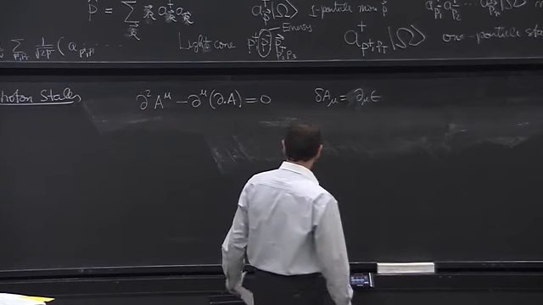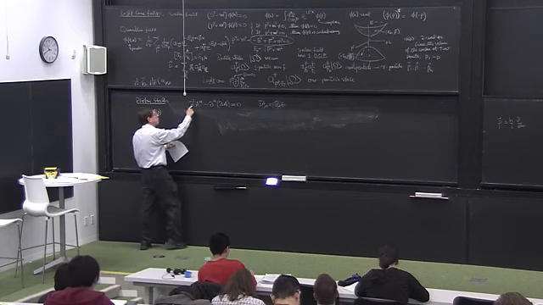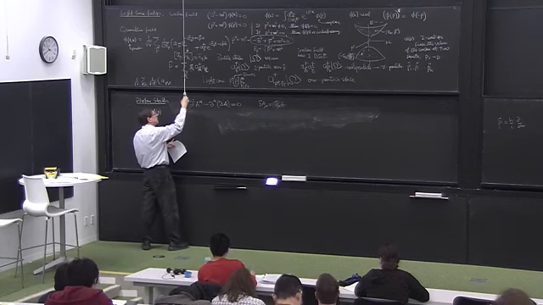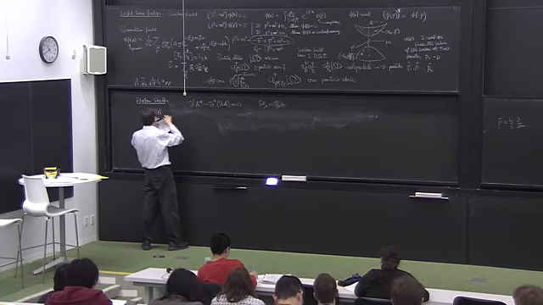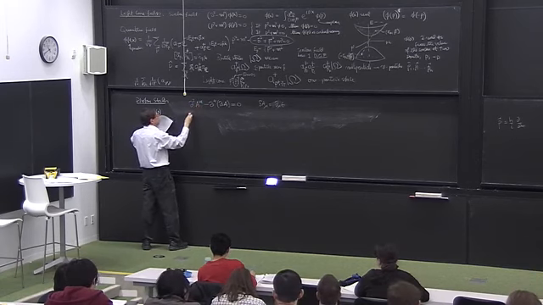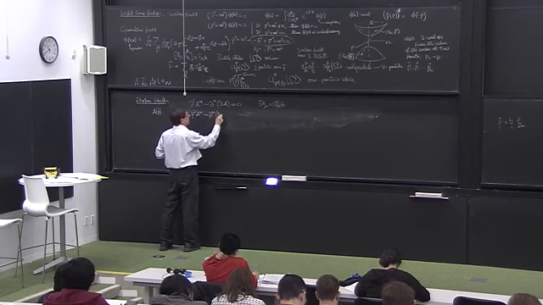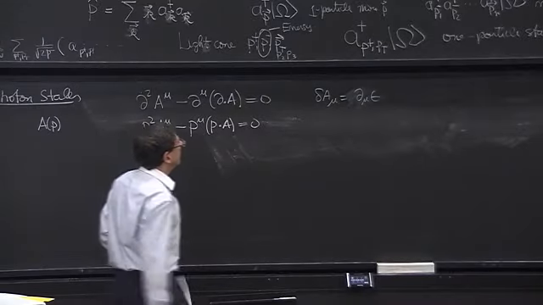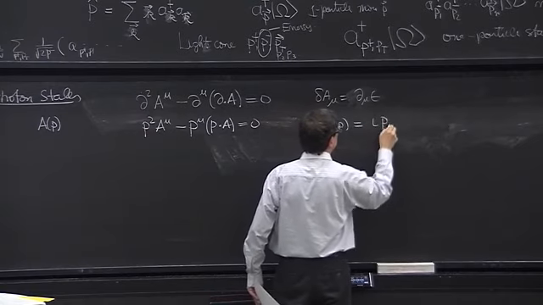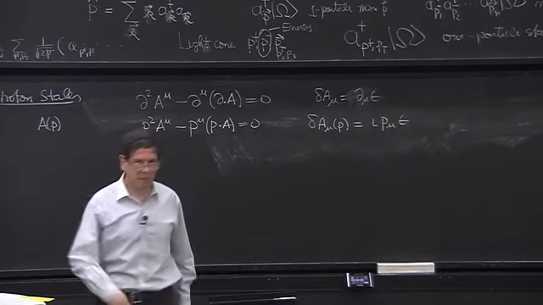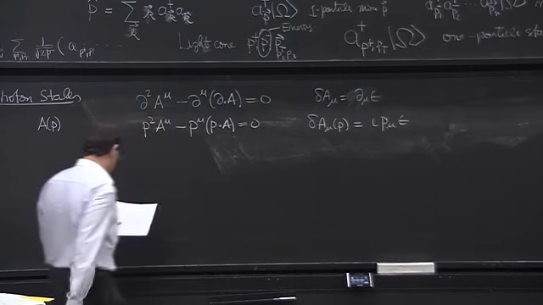Now, if you go to Fourier space, so you introduce A of P, you Fourier transform, here you have two derivatives. So the i's times the signs have the same effect on both terms. You are differentiating the Fourier transform, so this becomes P squared A mu minus P mu P dot A equals 0. And this actually becomes delta A mu of P equals I P mu epsilon, because a partial derivative brings down an IP. And this is an invariance of this equation.